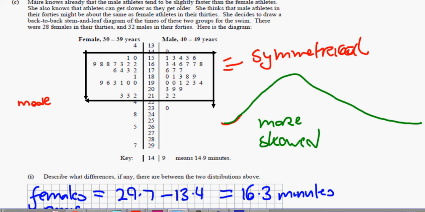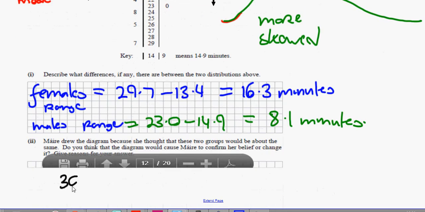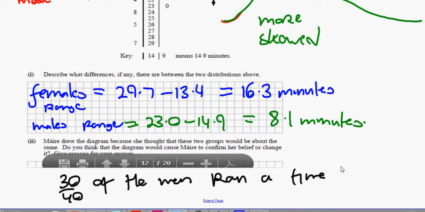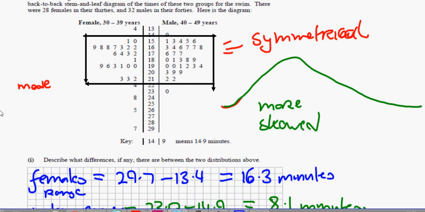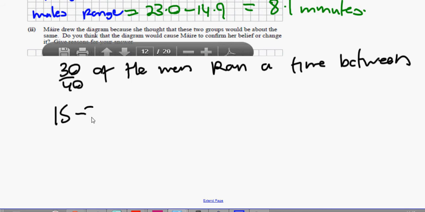So we have 1, 2, 3, 4, 5, 6, 7, 8, 9, 10, 11, 12, 13, 14, 15, 16, 17, 18, 19, 20, 21, 22, 23, 24, 25, 26, 27, 28, 29, 30. So 30 out of 40 of the men ran a time between 15 to 22 minutes. That's 75% of all men who ran that time.